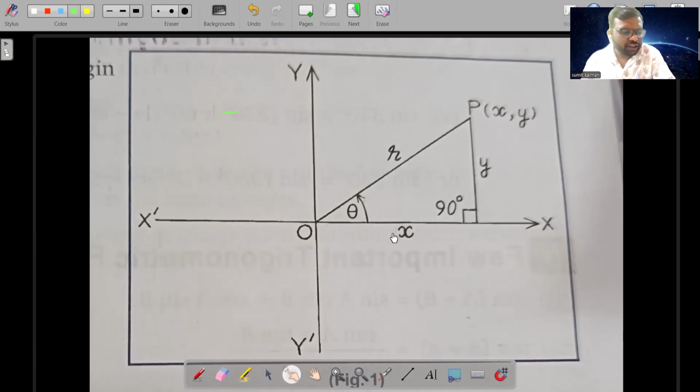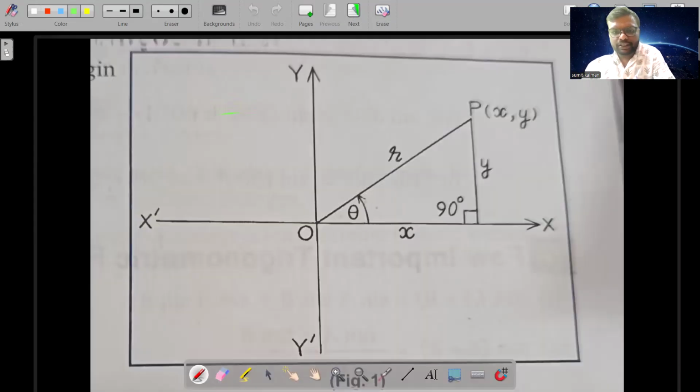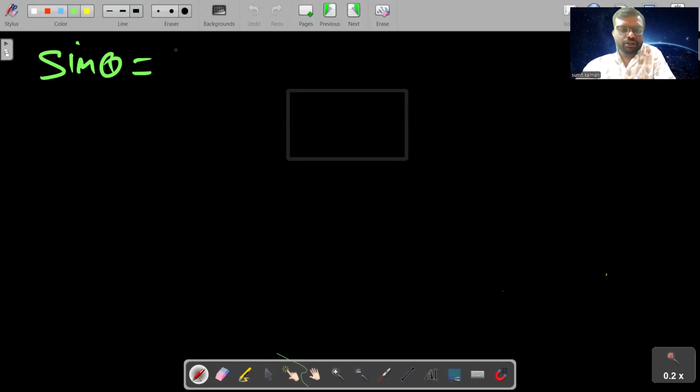So students, here we will write the values of trigonometric functions, that is sine theta, cos theta, tan theta, cosec theta, sec theta, and cot theta. So we'll write one by one. First, we will write about sine theta. So here, students, sine theta is equal to perpendicular upon hypotenuse. So here, perpendicular is opposite side, that is y, and hypotenuse is r. So here it will be equal to y upon r.